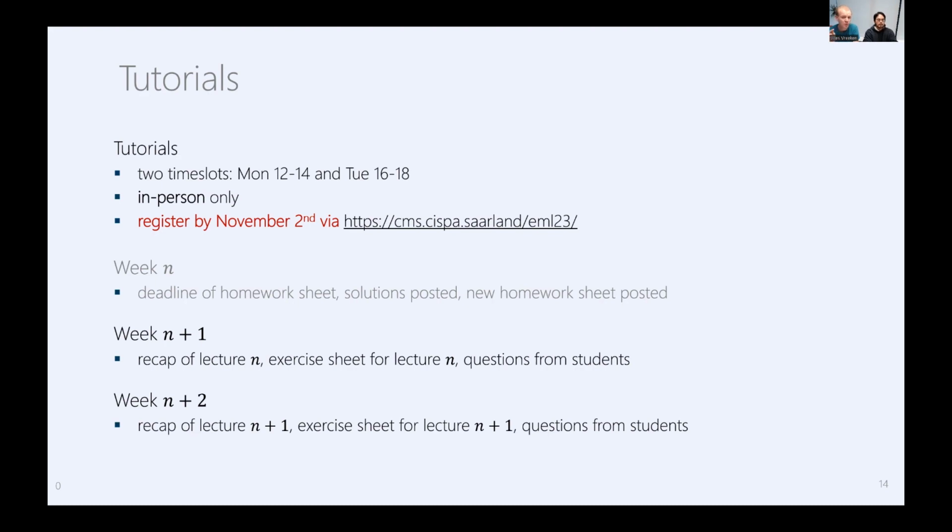Now, in the tutorial following the lecture, so now we're in week N+1, the tutors will provide, first of all, a recap of the most important aspects of the previous lecture, such that even if you had not attended the lecture, you can at least get going. But more importantly, they will explain it in slightly different words and allow you also to interact, ask questions and clarifications.